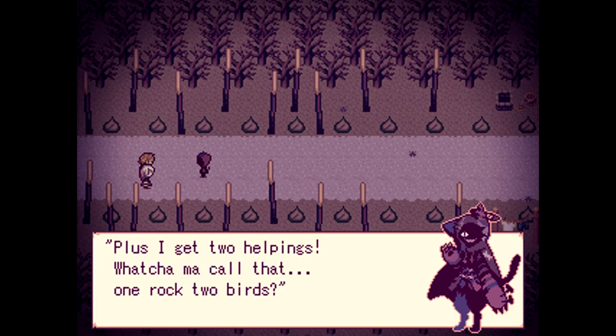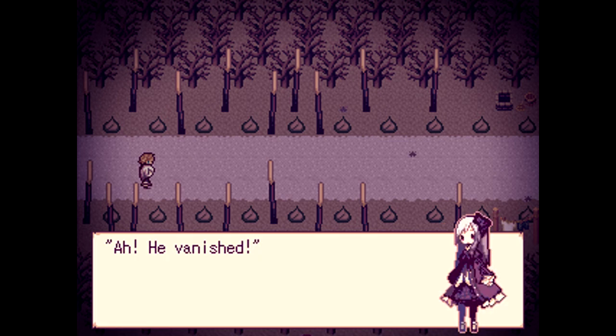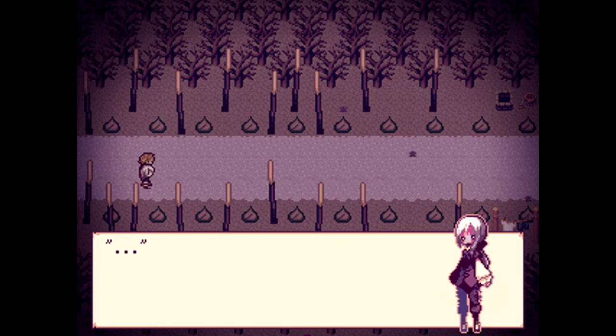Whatchamacall that? 1 rock, 2 birds? Something like that. Well, I've done what I did. Let's meet again in a dream. He vanished! That's what he does, the Cheshire Cat. Rick, you're okay, right? I'll hold your hand.